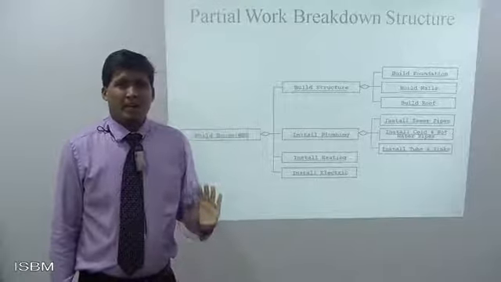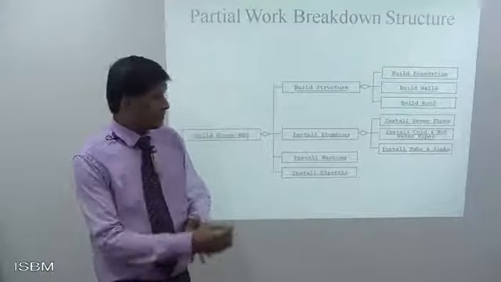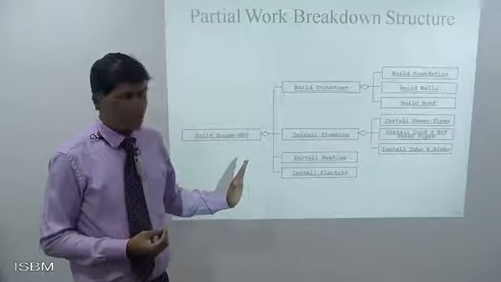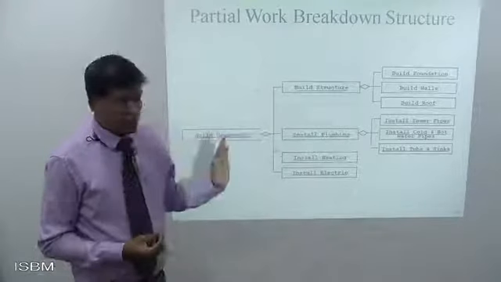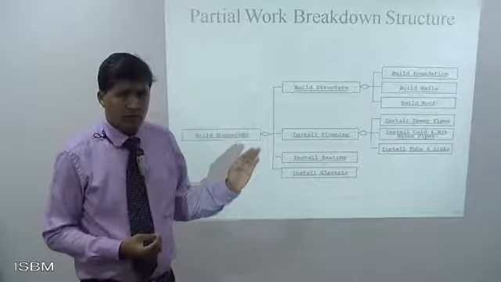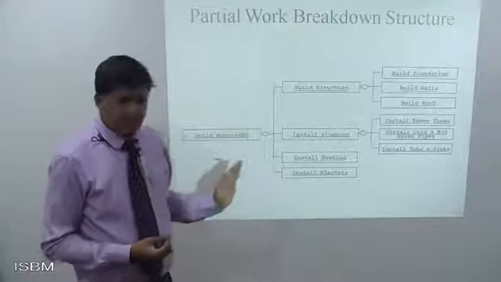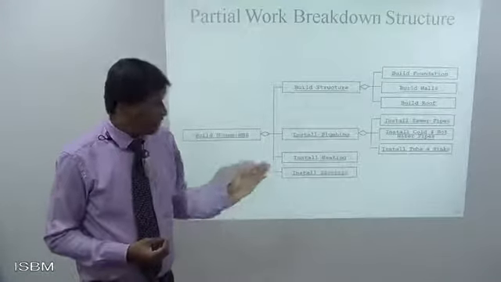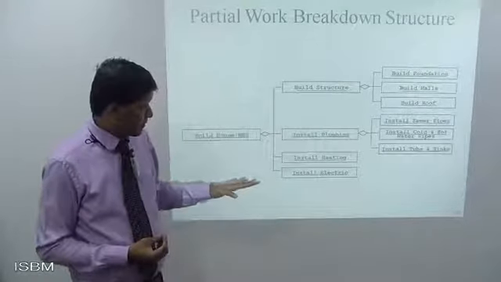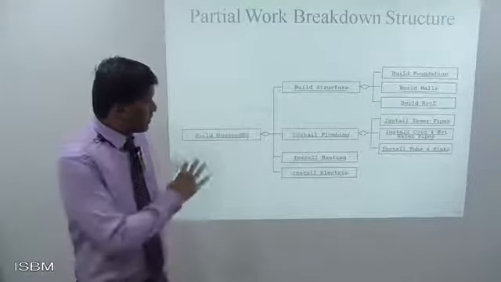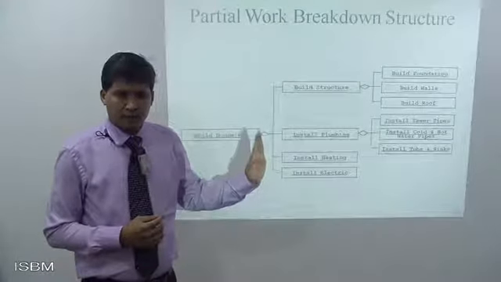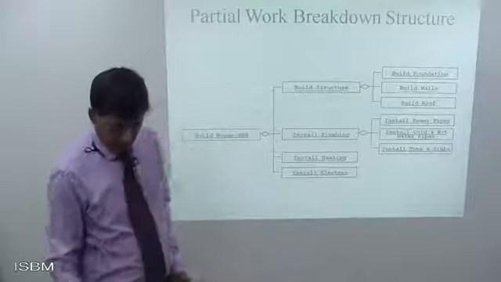Let's look into a partial breakdown structure of the activity. We have building a house, and let's look at the WBS. In the build structure, we have to build foundation, build walls, build roof. Then we have to install plumbing, which comes to installing sewage pipes, cold and hot water taps, installing tubs and sinks. We have to install heating and install electricity. So we have taken a partial model of the WBS and bifurcated it into tasks and activities further.